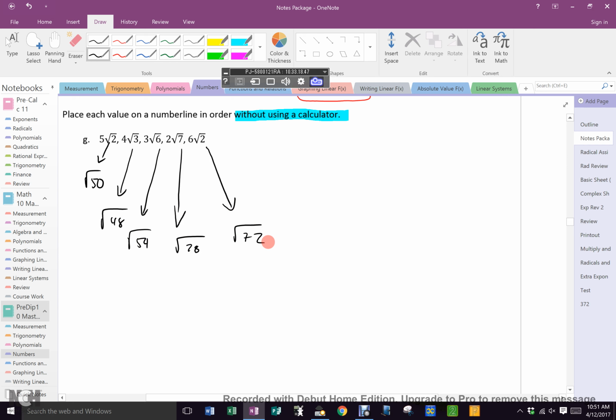What's the littlest one? Root 28. So 2 root 7 has to go first on the number line. Then what's next? 4 root 3. Then what's next? 5 root 2. Then what's next? 4 root 3. I missed. No, we already did 4 root 3. 3 root 6. And what's last? 6 root 2.